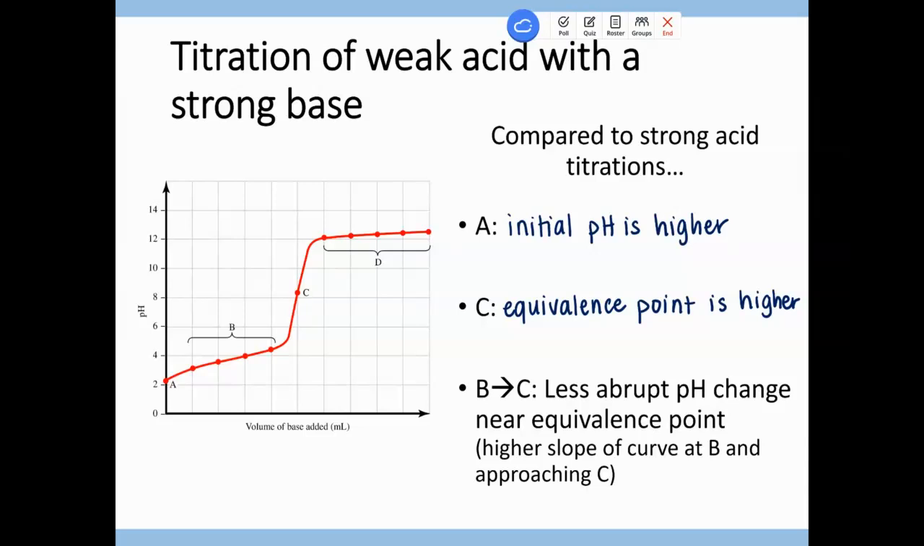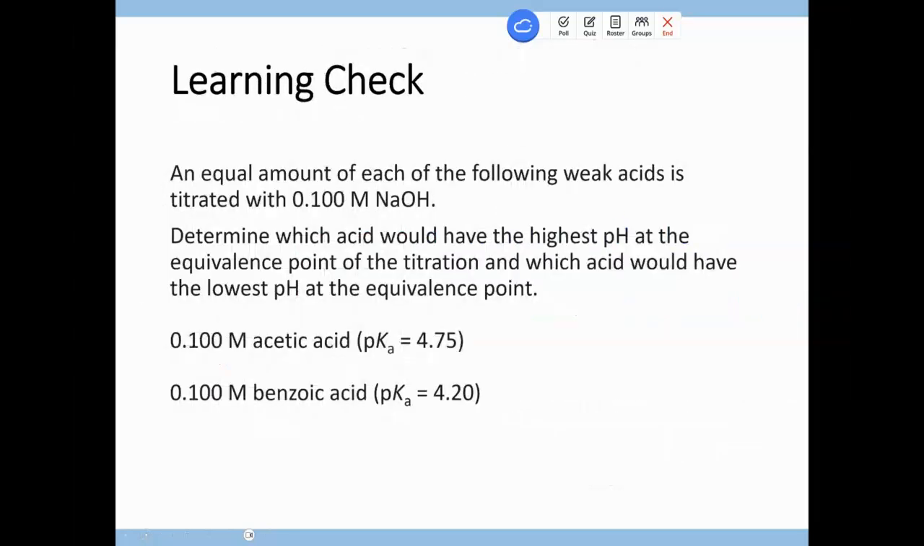We will go through at each point A, B, C, and D how to calculate pH for a weak acid titrated with a strong base. But first, I have a conceptual question for you.